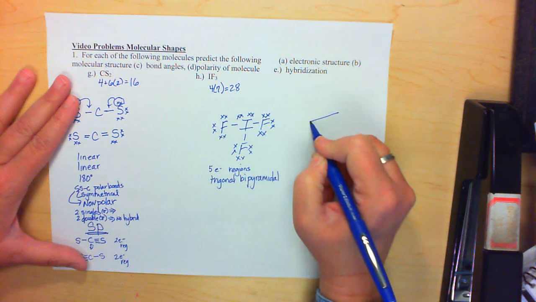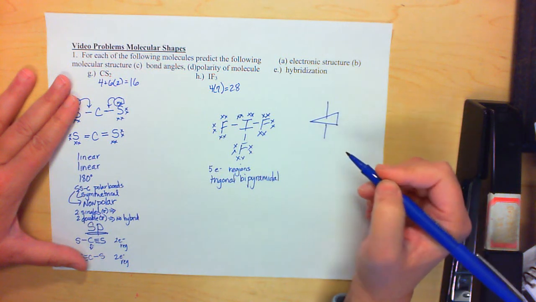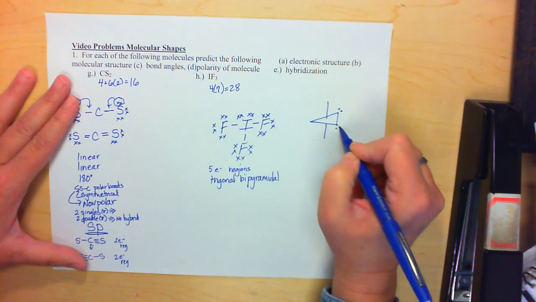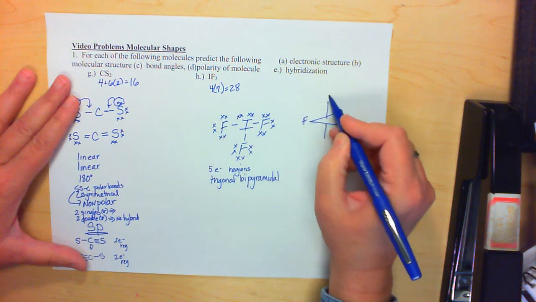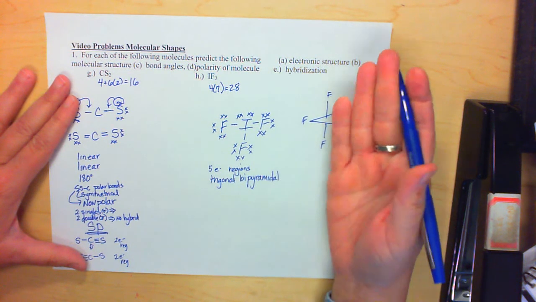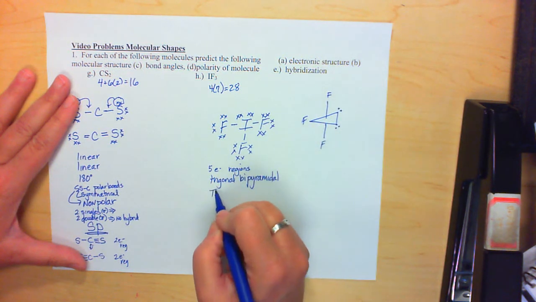So if we look at our shape, they're basically a triangle with an up and down axis. Remember, the lone pairs have to go in the triangle, so that means we have fluorine right here and here. Well, remember, lone pairs are like glass, so you can't see them. So what's the shape of this molecule? T-shaped.